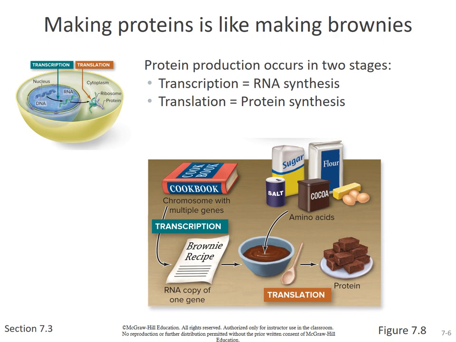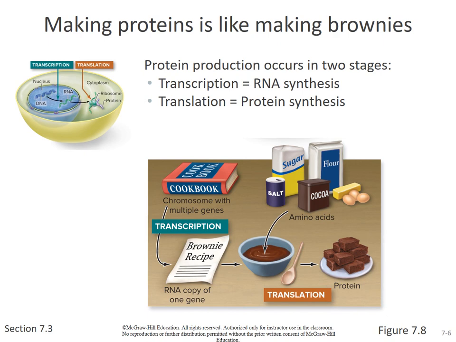Making brownies is a lot like making proteins. We're going to use making brownies as a metaphor here for transcription and translation. So let's say you have a valuable cookbook. It's a family heirloom, and that's where the recipe for your family brownies is. And so this cookbook is very valuable. You don't want to take it out to the kitchen where you can spill food on it. So instead, you store it somewhere safe.